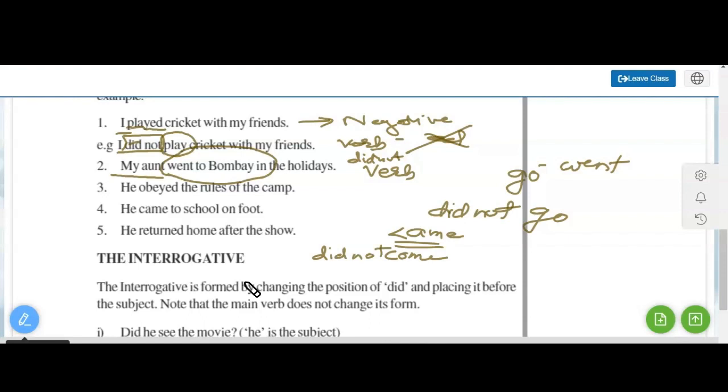Okay. He returned home after the show. It's ed form. And what is returned first form? First form will be returned. Okay. So the sentence will go like this. He did not return home after the show. The rest of things remain same. Okay. So these sentences are converted to negative. So in-text question 1.7 is done. Let's check next one. Next topic.